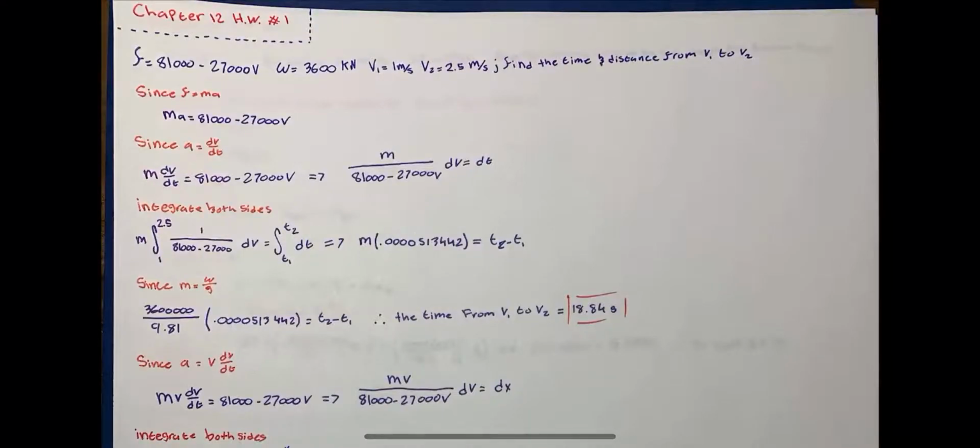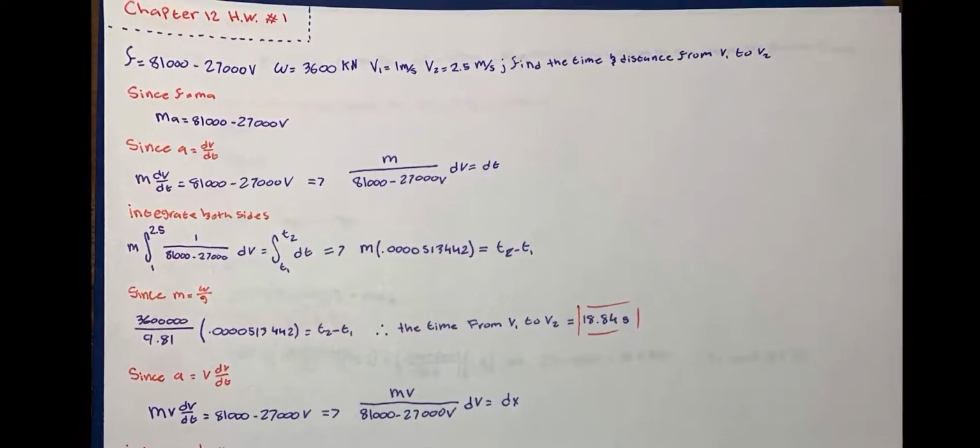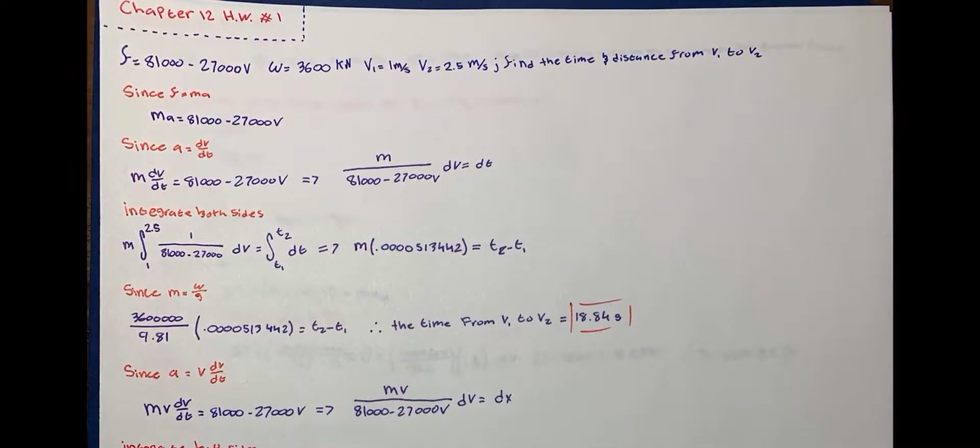Alright, so here are my Chapter 12 homework problems. For the first one, we have a tugboat whose force can be modeled as F equals 81,000 minus 21,000 V, with a weight of 3,600 kilonewtons.